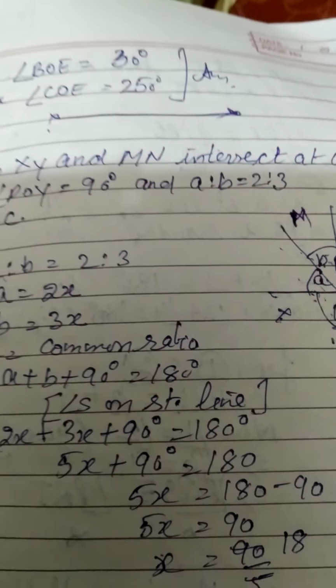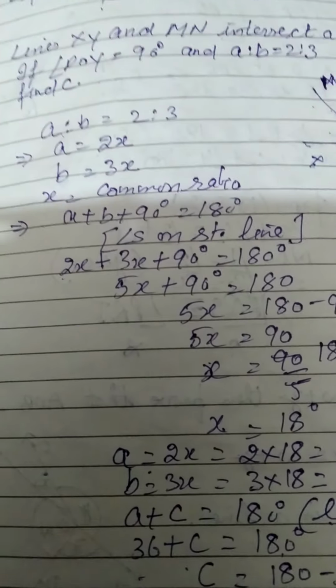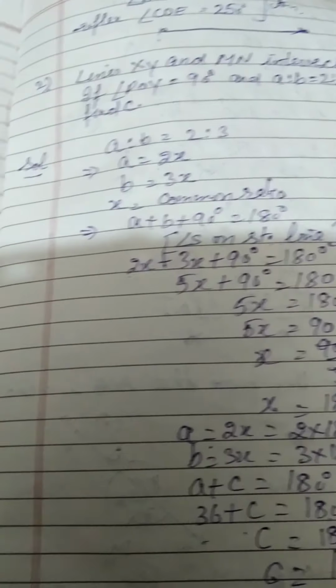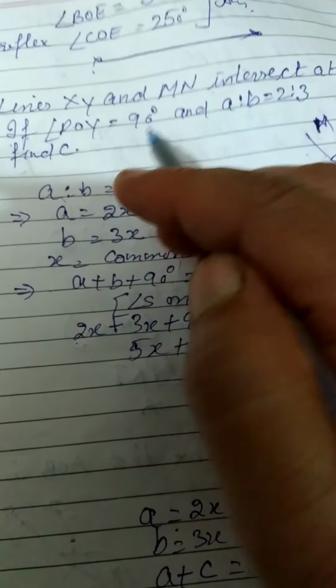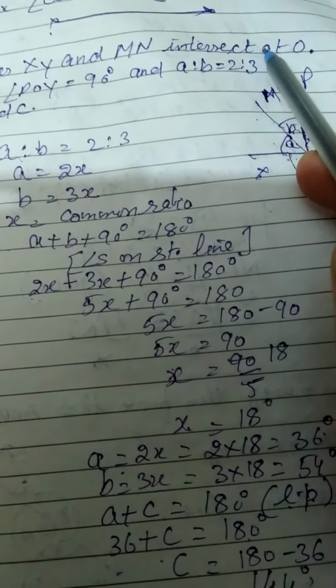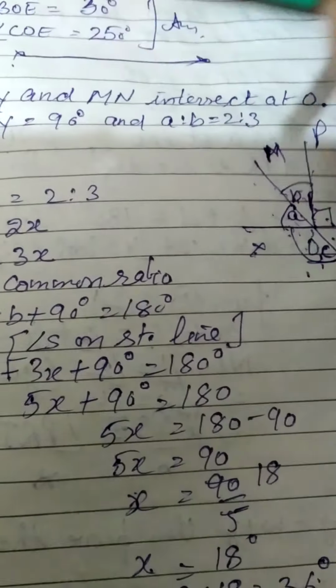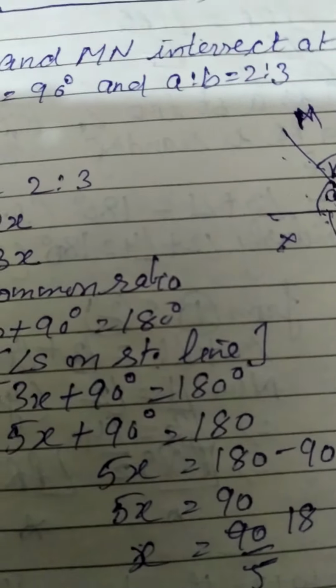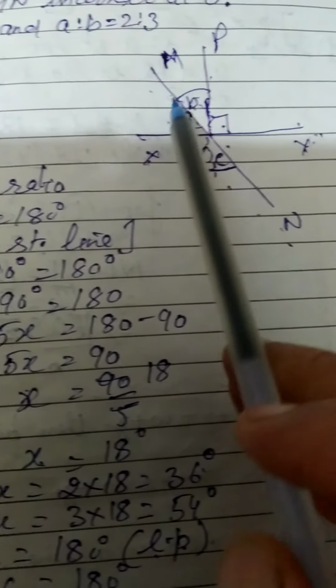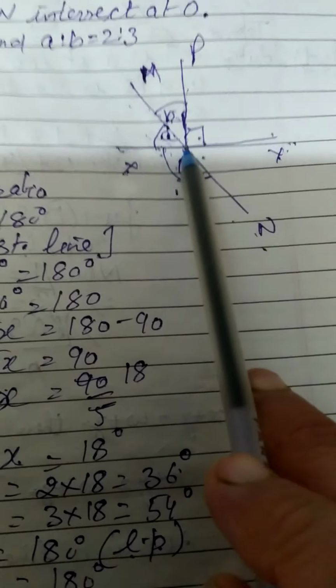Then we come to the next question. Question number 2. Lines XY and MN intersect at point O. XY and MN intersect at O.